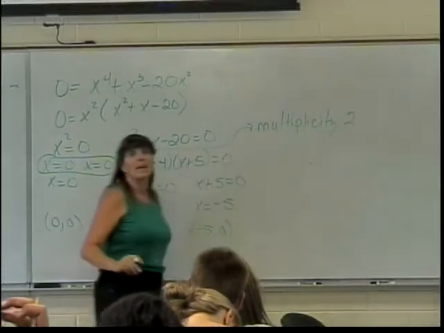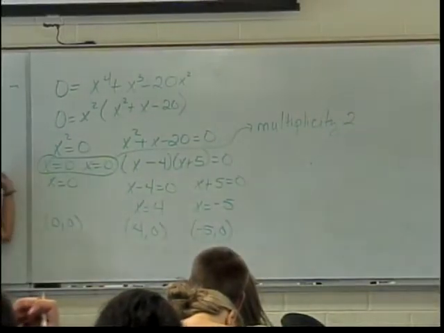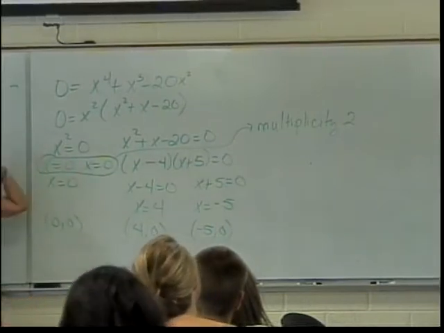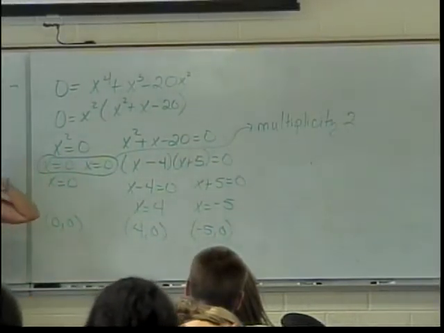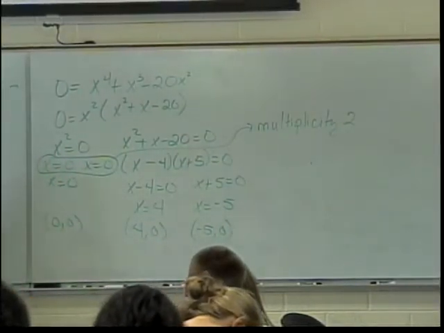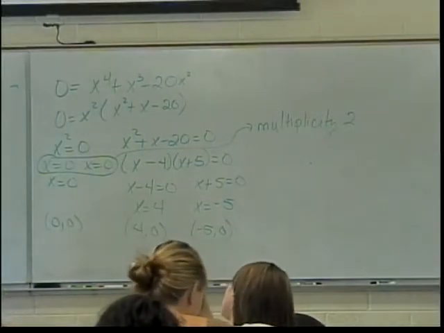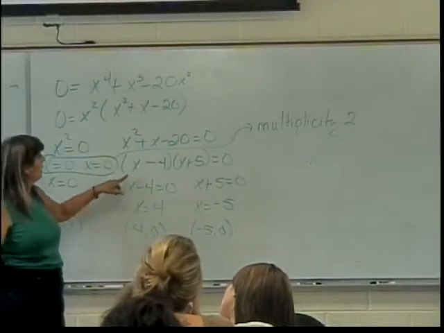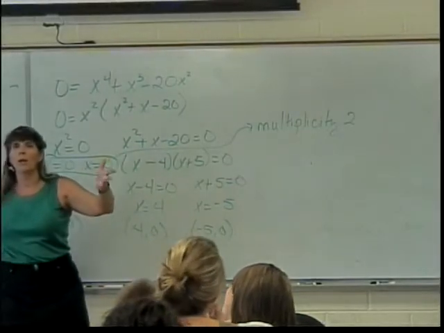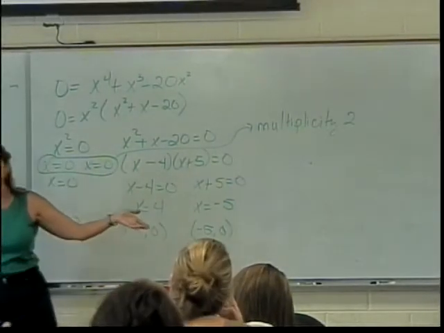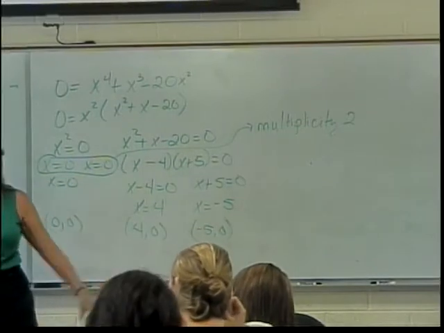If the factor produced 3 zeros of the same thing, it would have multiplicity 3, or multiplicity 4, and so on. If it were x cubed equals 0, it would be multiplicity 3. Or for instance, if we'd had x minus 4 squared, then 4 would have had a multiplicity of 2 because that would have been 2 of my zeros.